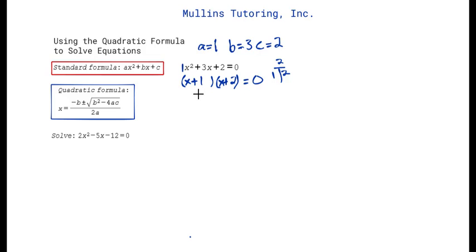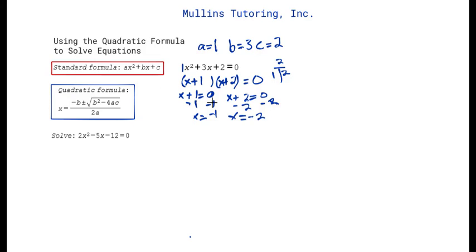So I could solve, and then would set these up to find the x-intercept, which would just be x plus 1 is equal to 0. We'd subtract 1 from both sides, and x would be equal to negative 1. X plus 2 is equal to 0. Subtract 2 from both sides, and x is equal to negative 2.